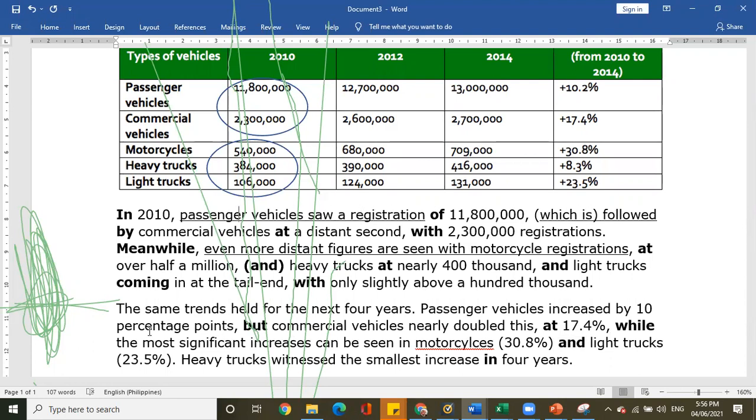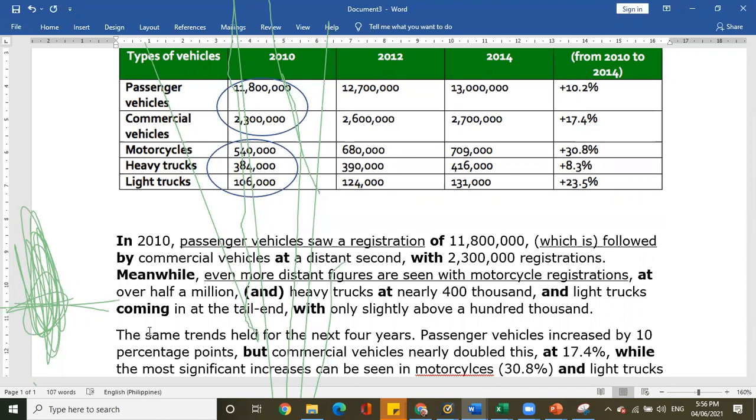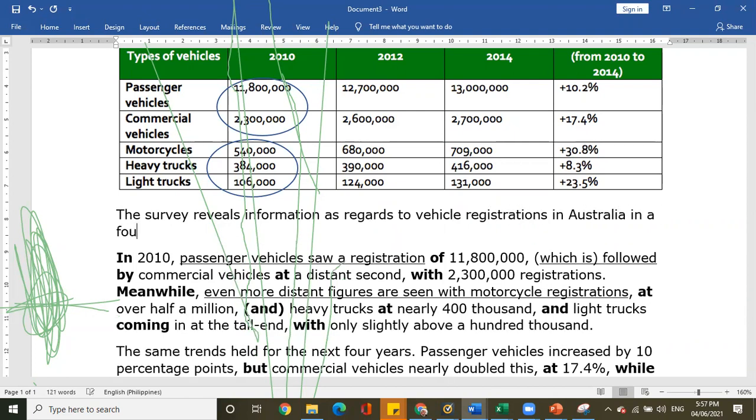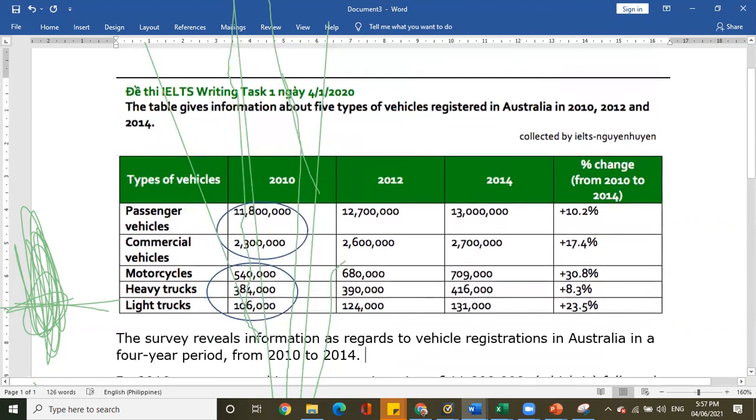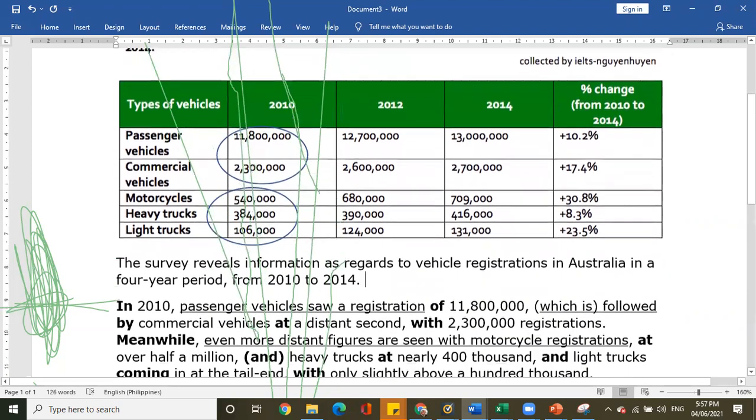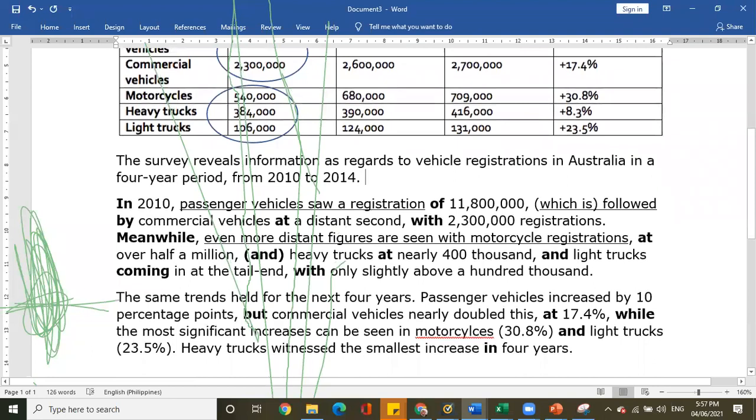So all we need to do here is to just put the introduction. The survey reveals information as regards to vehicle registrations in Australia in a 4-year period from 2010 to 2014. There, okay. Correct? There. All right. And then let's just have the overview.